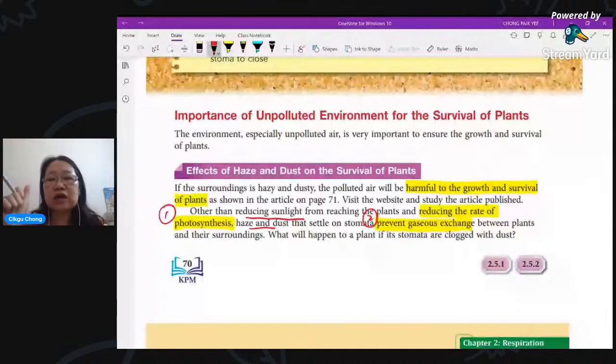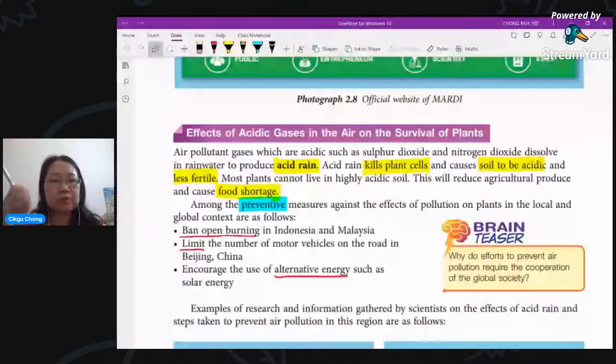Another one is no gaseous exchange because it blocks the stoma. Secondly, what about acidic gases? When you have a polluted environment, remember these two gases? Always remember sulfur dioxide and nitrogen dioxide. These are the two gases which produce acid rain. Always remember these two gases. These are the two culprits for acid rain.